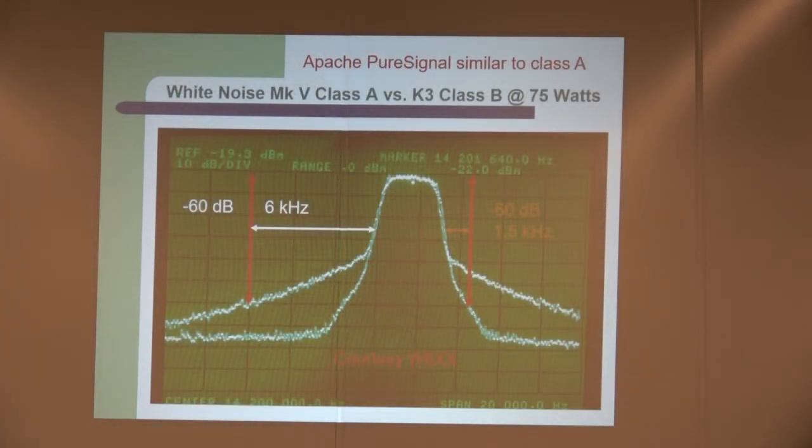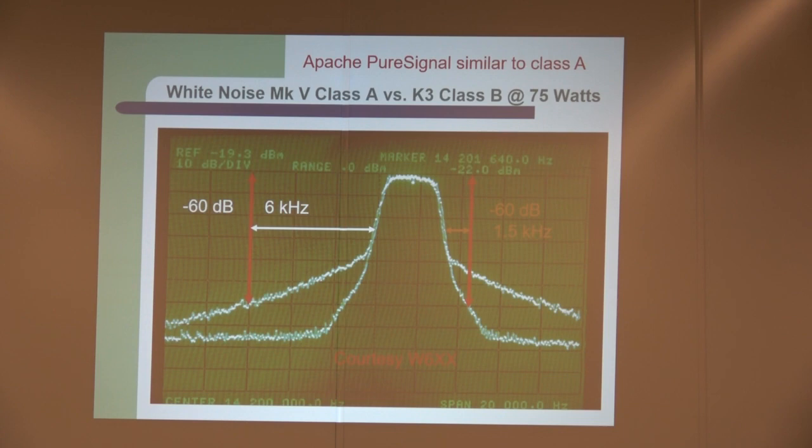Here's something you may not have seen much. It's a way to look at sideband distortion products using white noise to approximate speech, or band-limited white noise, because we're not passing 20 kc audio. This was provided by W6XX, and it compares the K3 to a Mark V in Class A, which, by the way, is very similar to Apache Pure Signal, and can be even better than Class A.